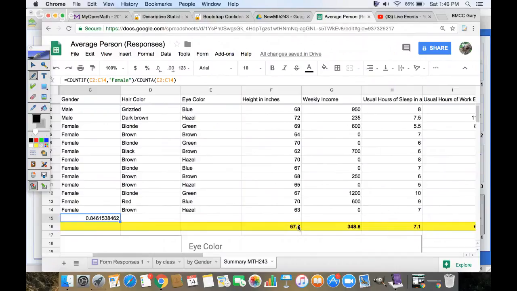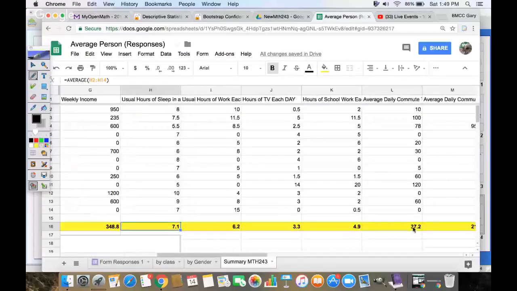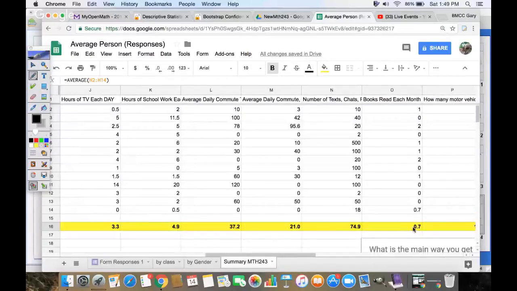So here, the average height of a student is 67.3, average weekly income is almost $350, average sleep is about 7.1 hours. And although some people said they get 8 hours and 7 hours, some people said 5.5, 7.5. And if we did actually record the hours of sleep we get, it wouldn't be a whole number. So it makes sense to say the average could be something like 7.1. So sometimes having decimals in a statistic makes total sense, but sometimes it doesn't.